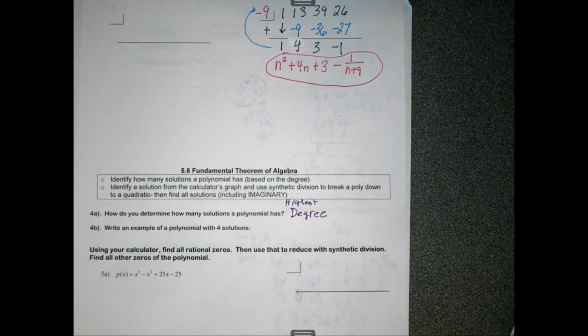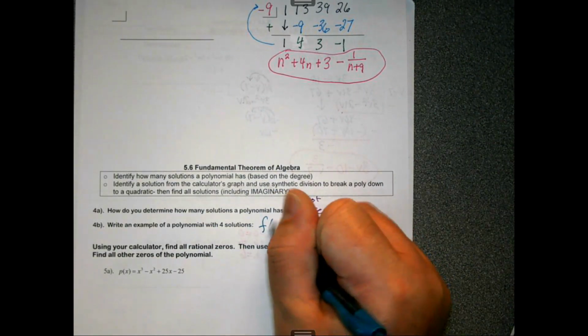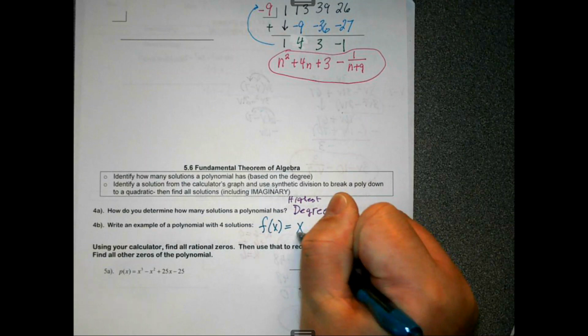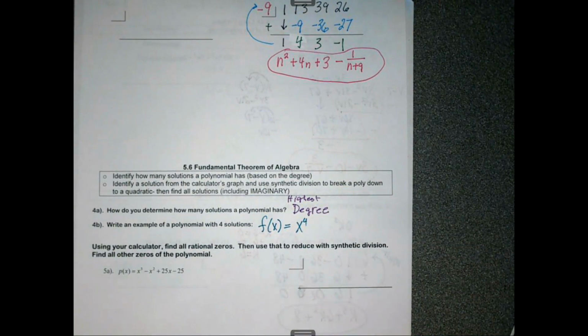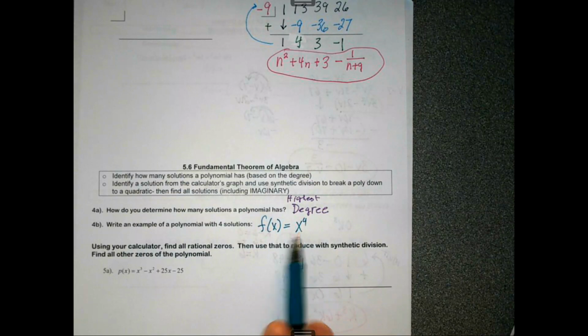Give me an example of a polynomial with 4 solutions. Don't make this difficult. X to the 4th, right? That has 4 zeros. Okay. Now you can add a whole bunch of stuff to there. That's fine with me. I don't care. But this one has four solutions.